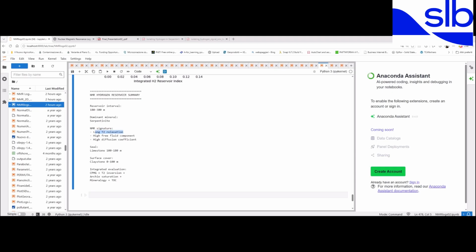The NMR logs show long T2 relaxation time, so if you have a reinjection plan, you have a closed system that, if the reservoir is not damaged, can function for 100 years or similar. Seals are made up by the limestone. The surface cover is made by claystone, at a depth between 0 and 100 meters.